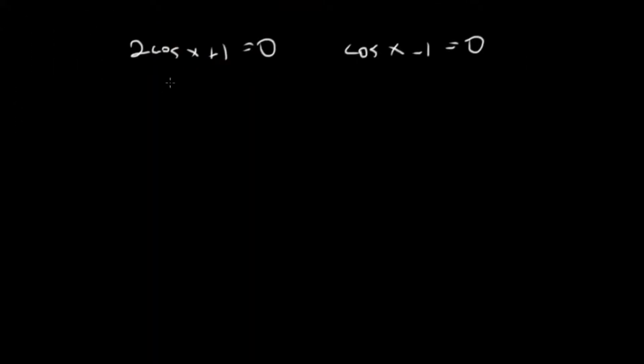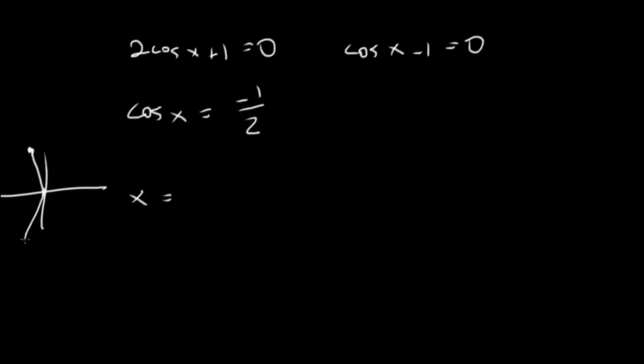Not too bad. Right, so 2 cosine x plus 1 equals 0. That's going to be cosine x equals negative 1/2. Cosine is negative 1/2 when the x coordinate is negative 1/2, so that's going to be here and here. That's going to be at, what is that, 2 pi over 3 and 4 pi over 3. So we got, let's just do plus or minus 2 pi over 3. So x can be plus or minus 2 pi over 3 plus 2 pi k.